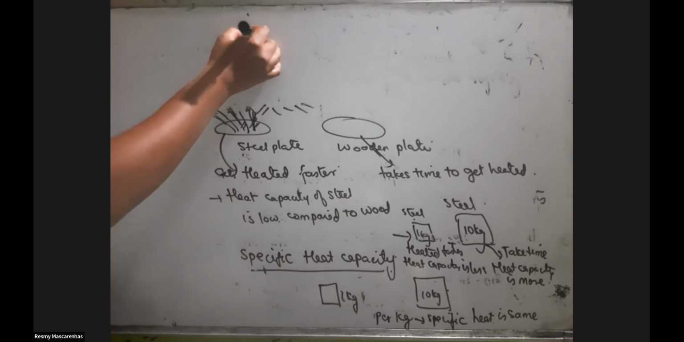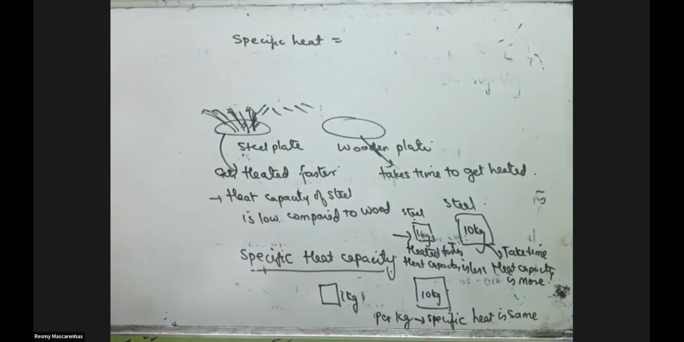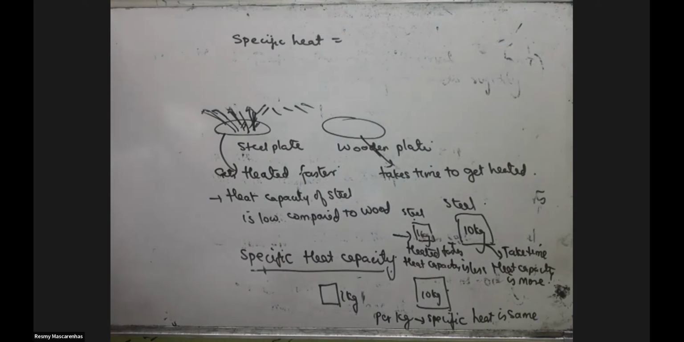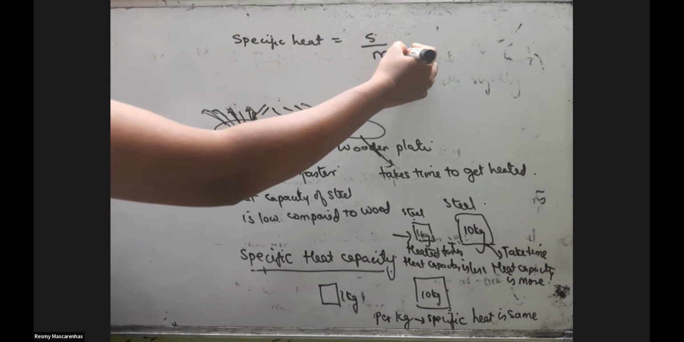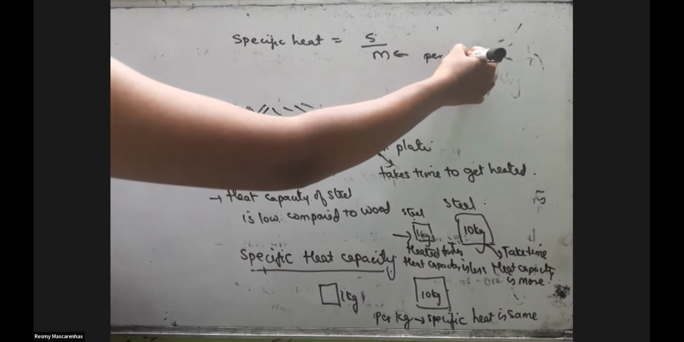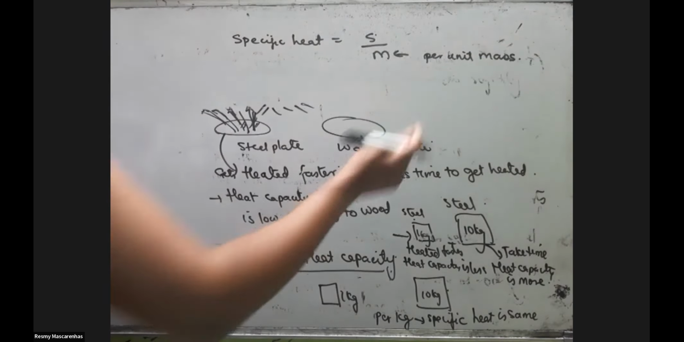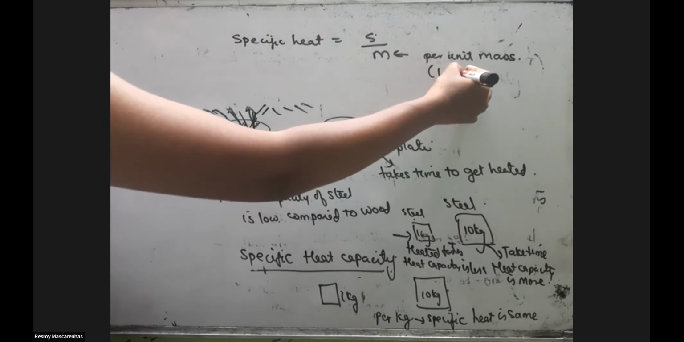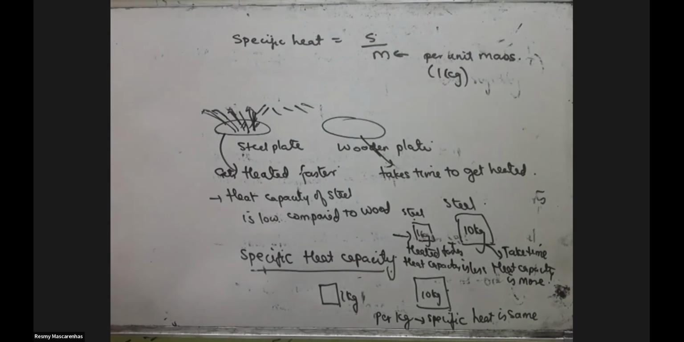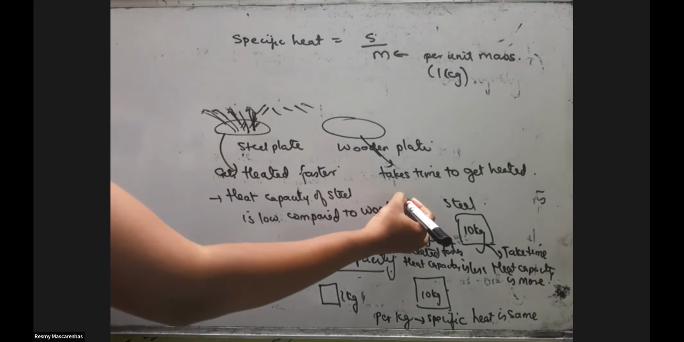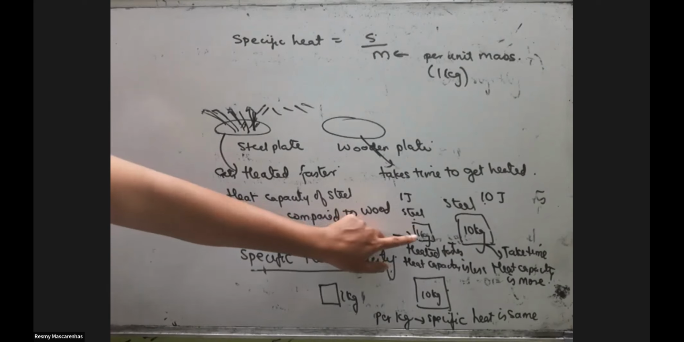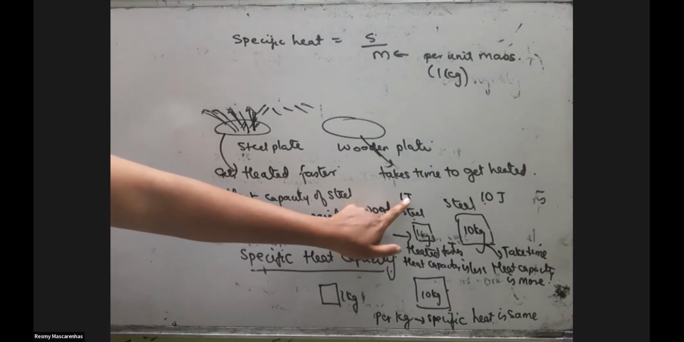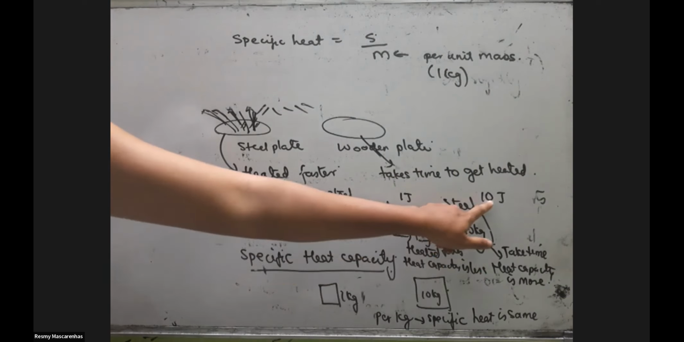Specific heat is nothing but heat capacity per unit mass. It's per unit mass, or per kg, how much heat it will take. Here maybe you will need 1 joule, suppose. Here you might need 10 joules. To heat up this full block, you might need, suppose, 1 joule. And now for 10 kg you might need 10 joules.